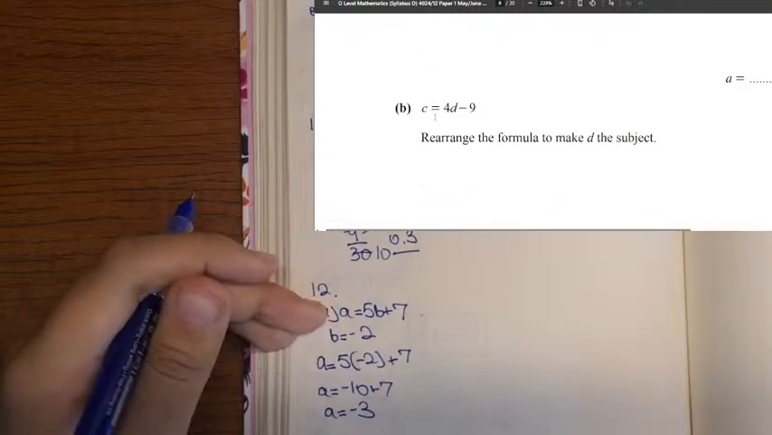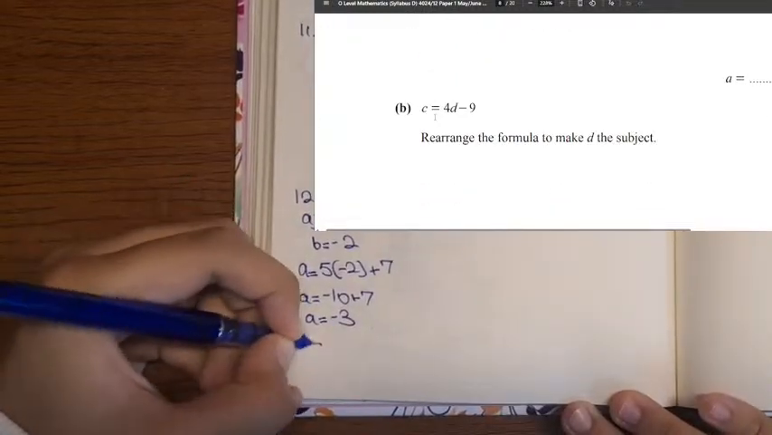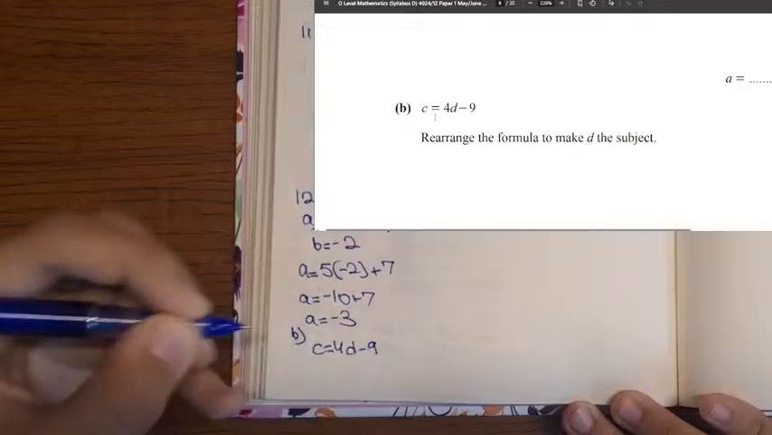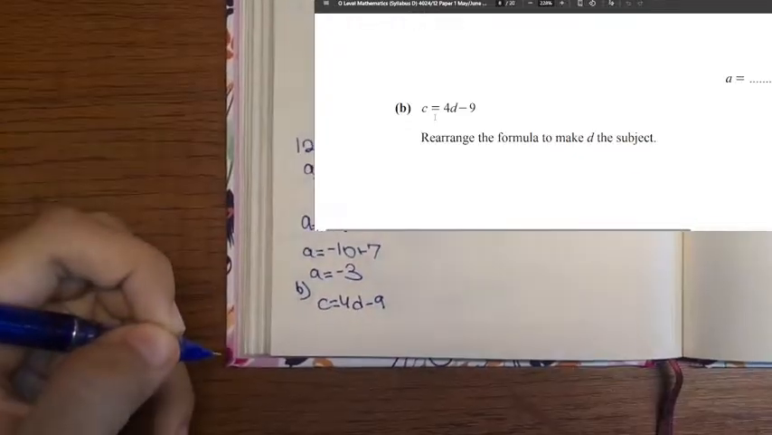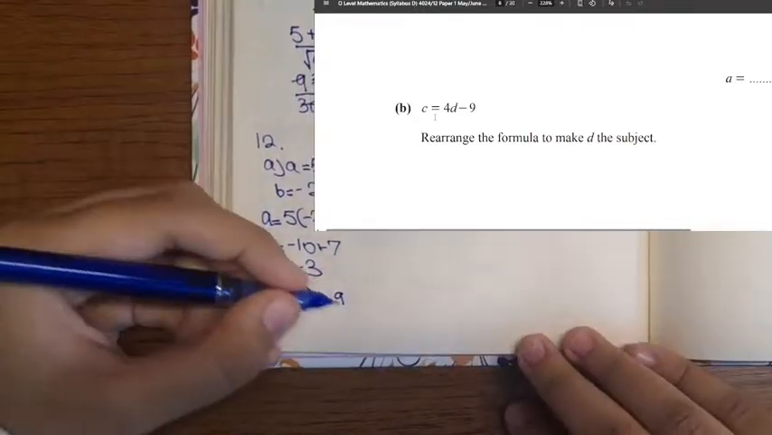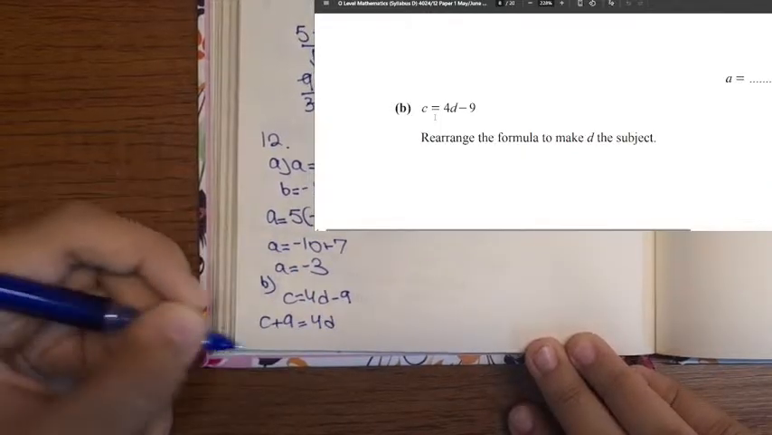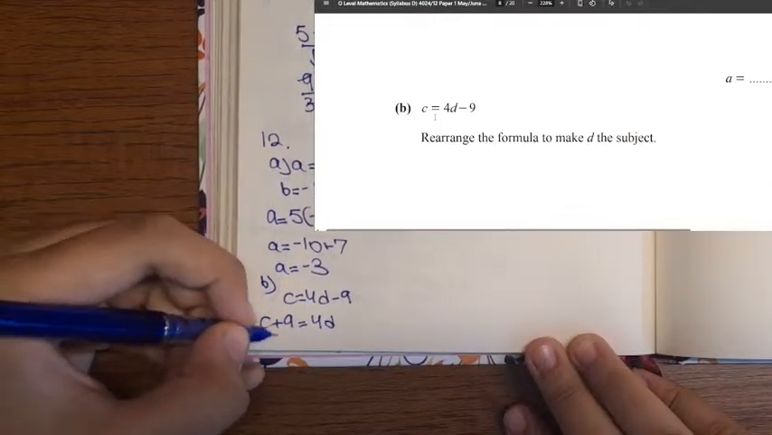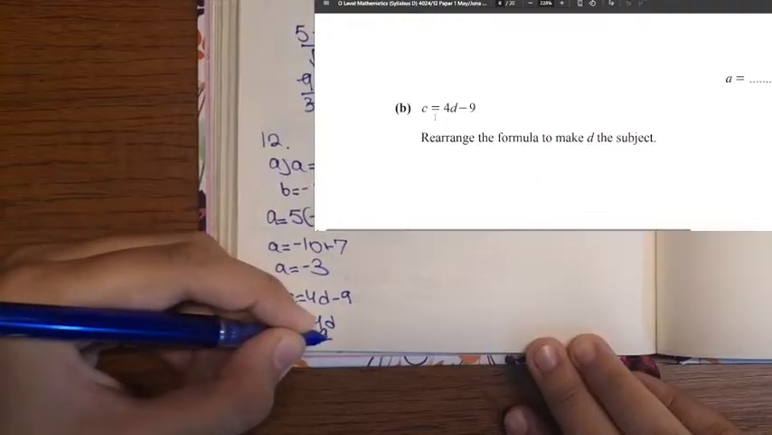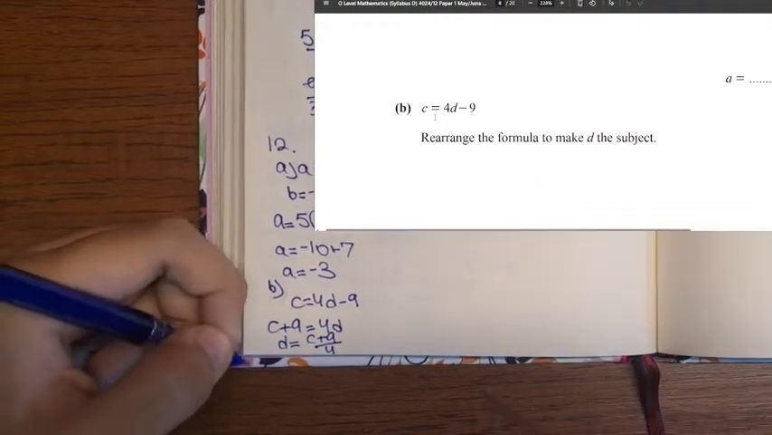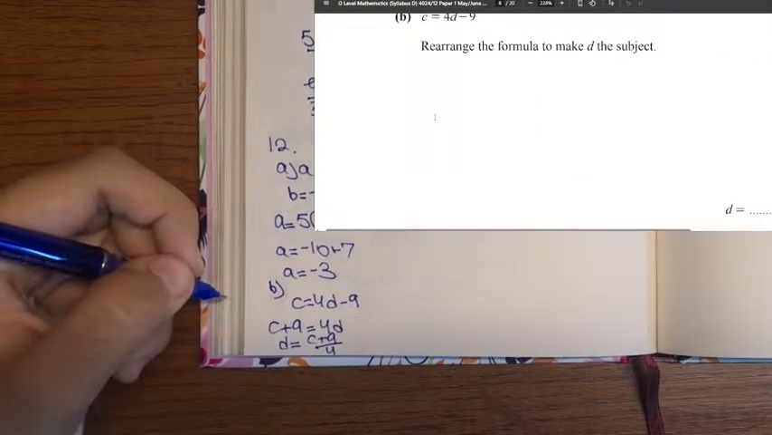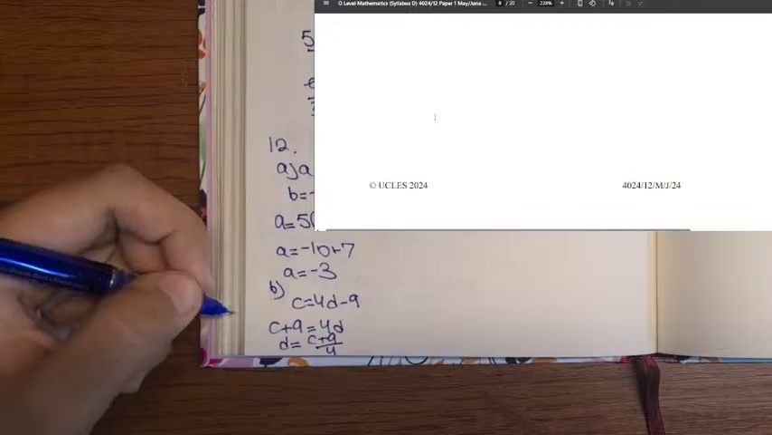Now the next thing that we have is that C is equal to 4D minus 9, and we need to rearrange this expression in order to make D the subject. So in order to make D the subject, let's just add 9 on both sides. It becomes C plus 9 is equal to 4D. In order to solve for D, let's divide by 4 on both sides. We get D equals C plus 9 upon 4. That is the expression. Let's move on.